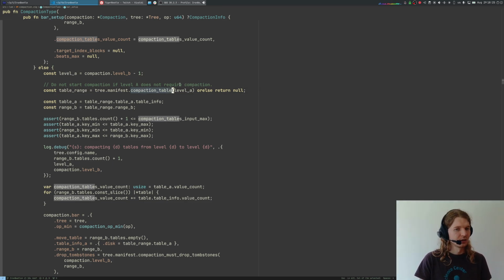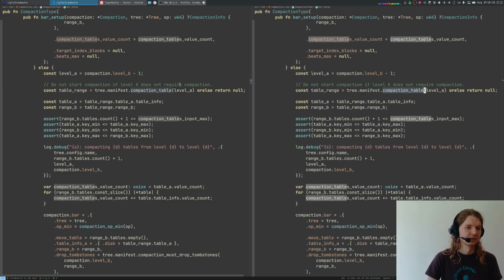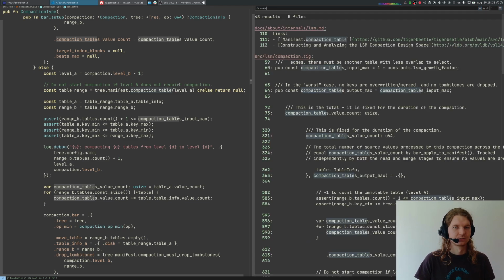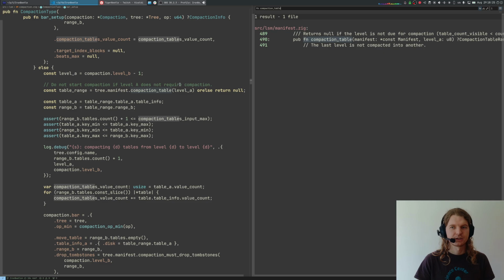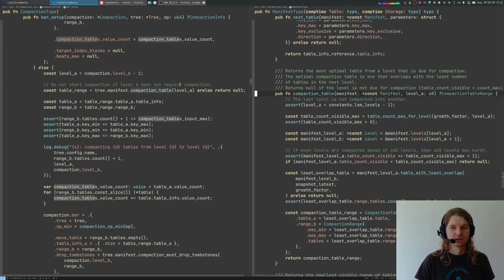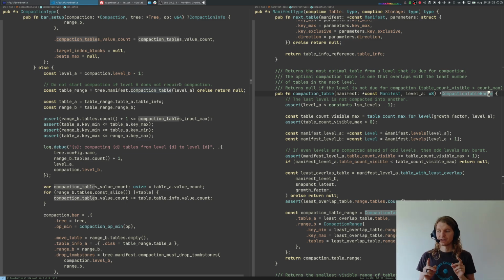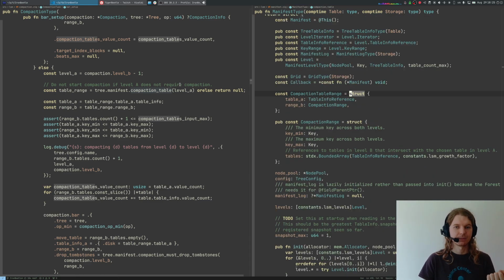Okay, I guess we determine which tables we should compact. Let's see, the compaction table range. I haven't seen the definition of the struct, but I think this will contain a table reference for a table in level A, and at most LSM growth factor references to the tables in level B. And yes, this is exactly it. We have a reference for table A and references from table B.